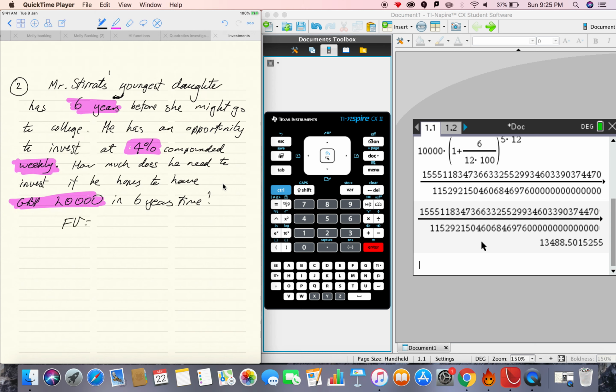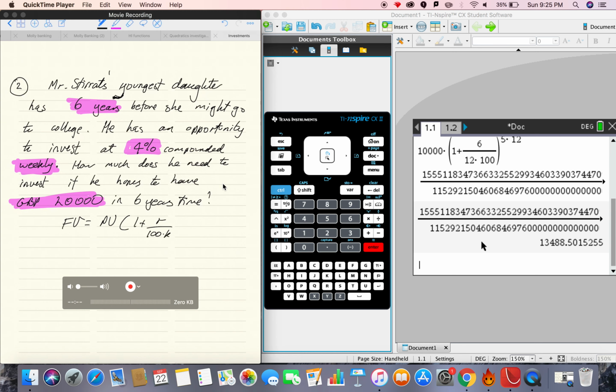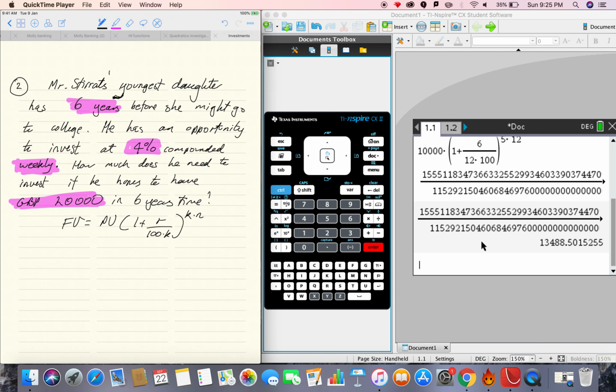So let's write it down. You'll be getting pretty used to this now. Remember, the K times N at the top is the number of interest payments we receive. Let's just write down what we've got. FV is usually what we're trying to find, but on this occasion we know it, so it's 20,000. PV is what we're trying to solve for. How much do I invest now if I want this particular investment to come to 20,000?